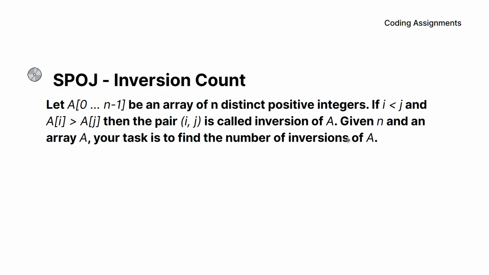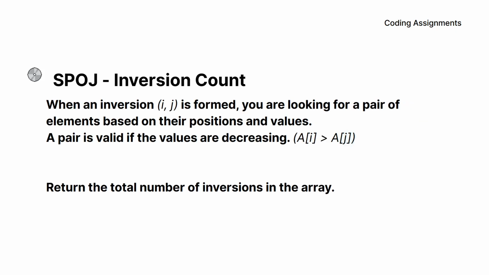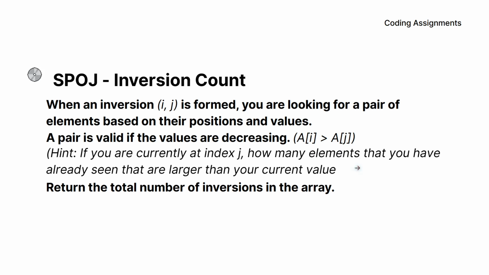Let me make this clearer. When an inversion (i, j) is formed, you are looking for a pair of elements based on their positions and values. A pair is valid if the values are decreasing, which means A[i] is larger than A[j]. We have a hint: if you are currently at index j, how many elements that you have already seen are larger than your current value?